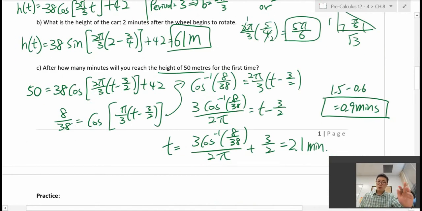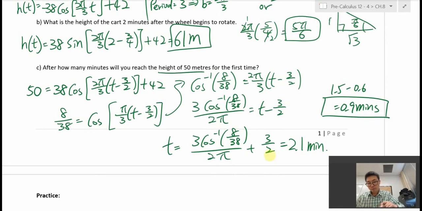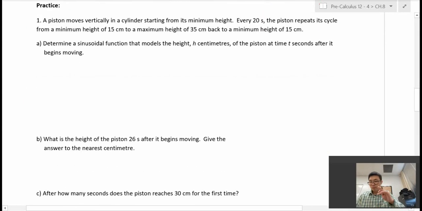So you should always do a quick sketch and then see if it makes sense on the graph. And if it doesn't, you need to analyze it a little bit. All right, I'll give you time to try this one here, and we'll go over the answer in a bit. Good luck.